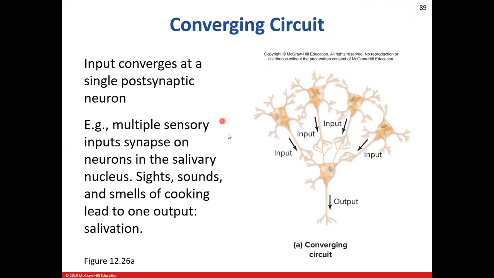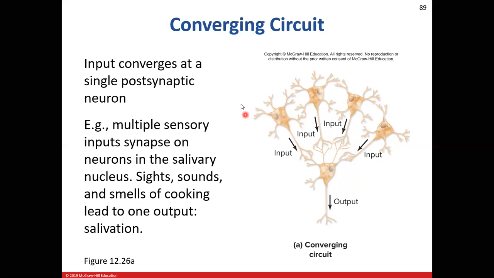So if we look at a converging circuit, you'll notice that here we have multiple neurons that all converge into one neuron. So the input converges at a single postsynaptic neuron. An example of this type of circuit would be where we have multiple sensory inputs that synapse on the neurons in the salivary nucleus. So we can have sights, sounds, and smells of cooking all lead to one output, and that can be salivation.